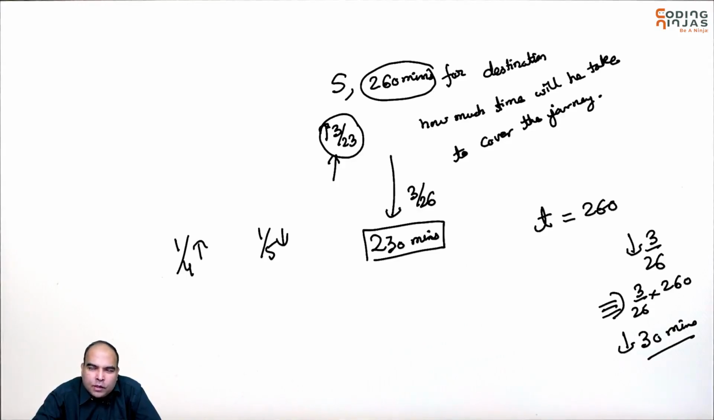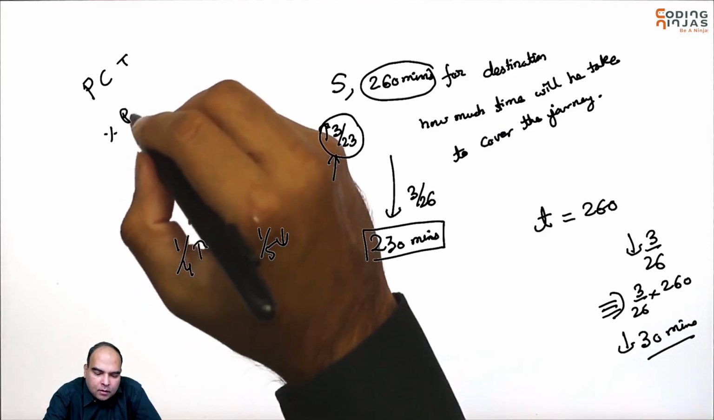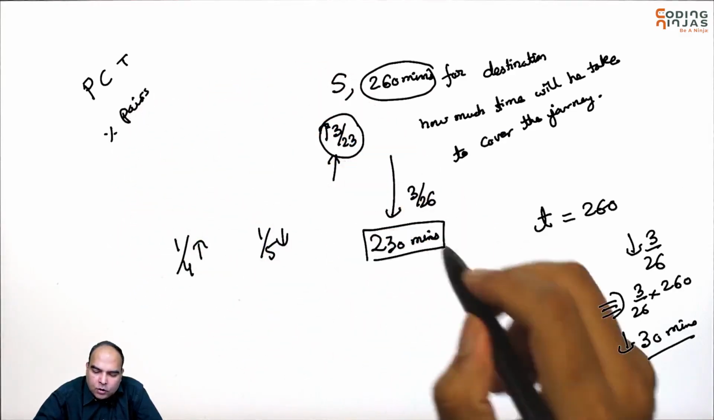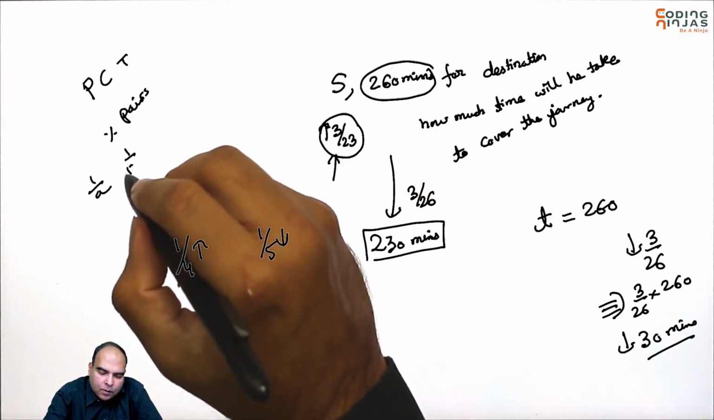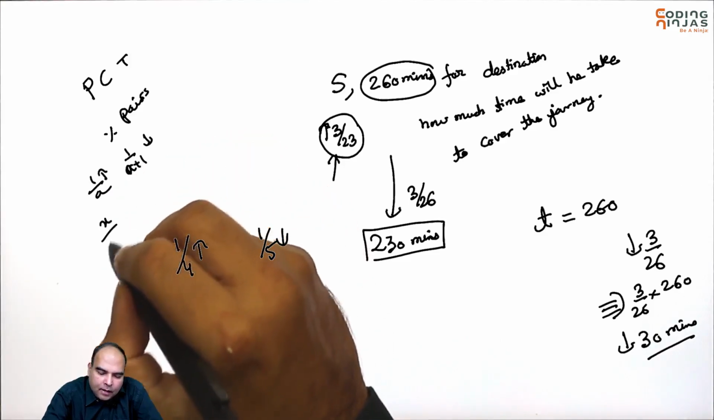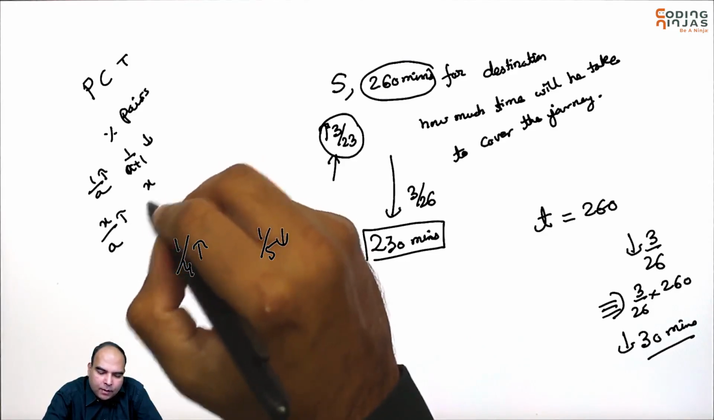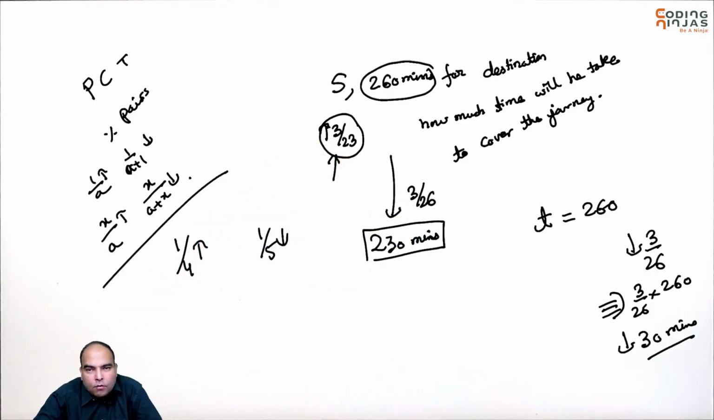So internalize both these aspects of the product constancy table: the percentage pairs, as well as the logic of 1 by a leading to 1 by a plus 1, increase decrease, and x by a increase leading to x by a plus x decrease. So we'll see more implications of the PCG based percentage product constancy table in the next lesson.